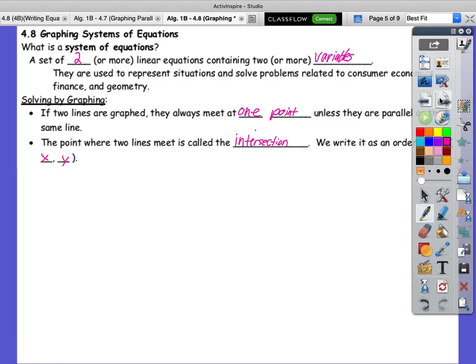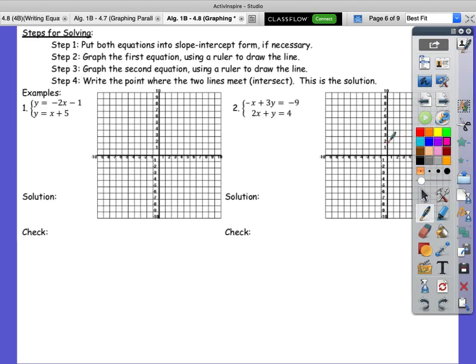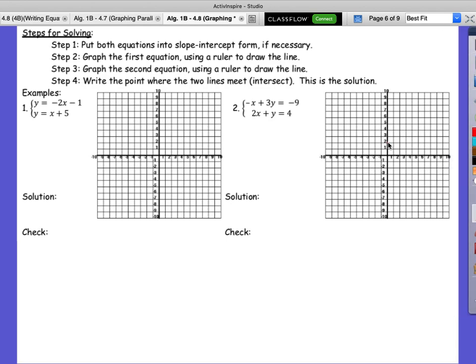So we're going to have some steps for solving these, okay? Let's look over these steps. It's not going to be as intimidating as we think it might be. Step 1: put both equations into slope-intercept form if necessary. Someone remind me, what's slope-intercept form? y equals mx plus b.